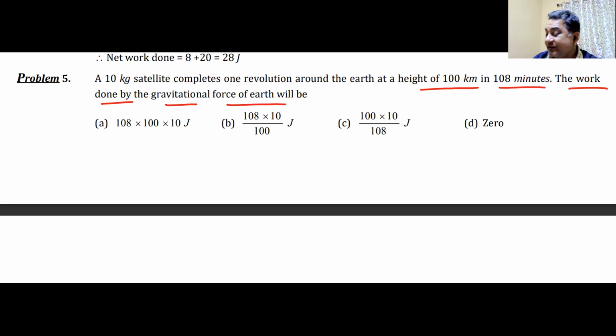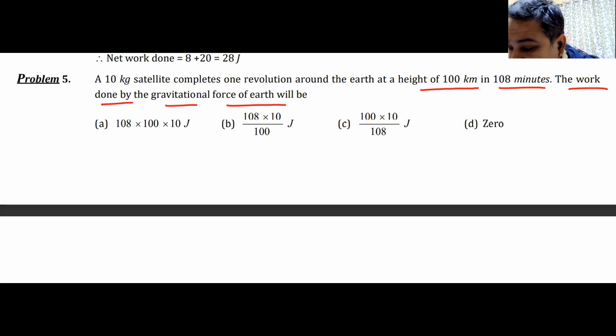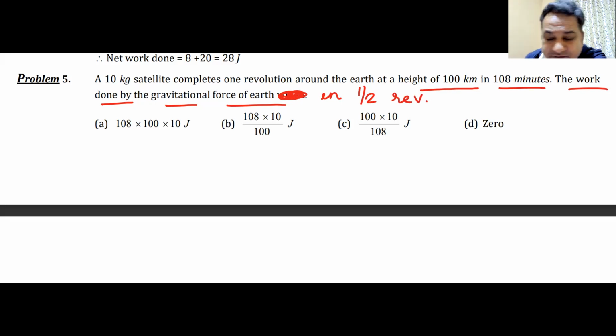We'll assume here that it is moving in a circular path. Now, instead of making it one revolution, find the work done by gravitational force of Earth in half revolution. I just changed the question to half revolution. In half revolution, how much work does gravitational force of Earth do on it?